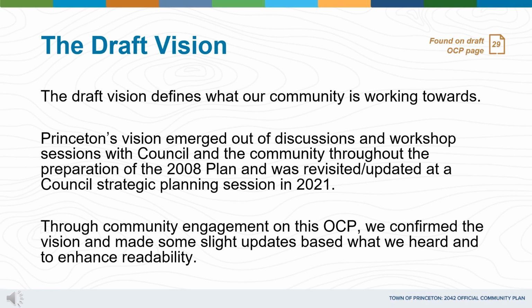Princeton's vision emerged out of discussions and workshop sessions with council and the community throughout the preparation of the 2008 plan and was revisited and updated at a council strategic planning session in 2021. Through community engagement for this OCP review and update, we confirmed the vision and made some slight updates based on what we heard to enhance readability.